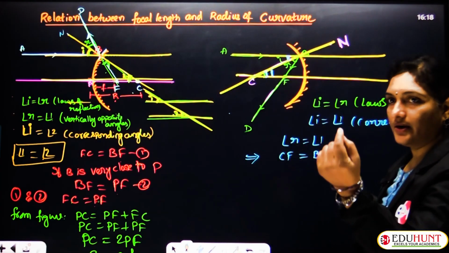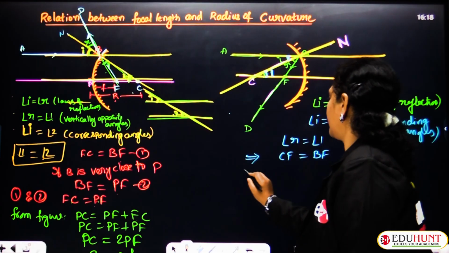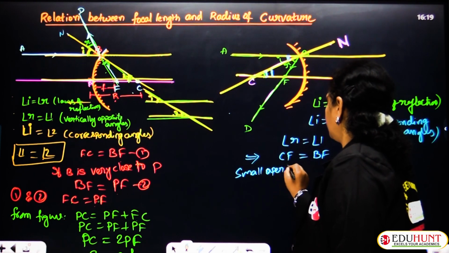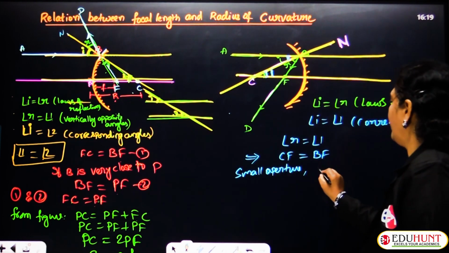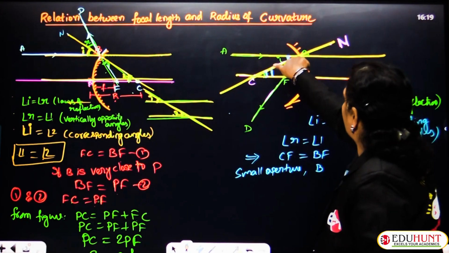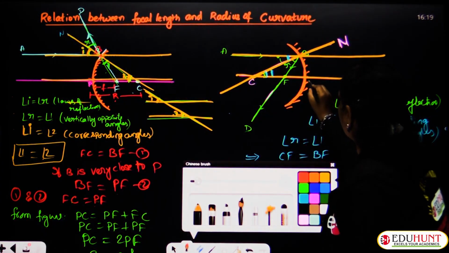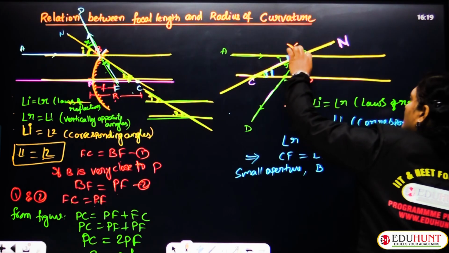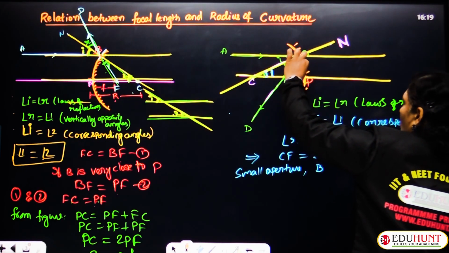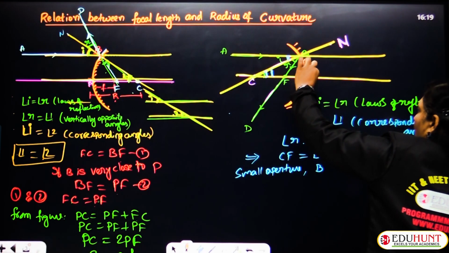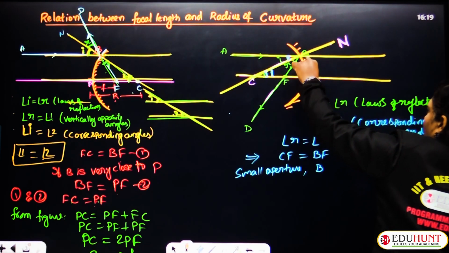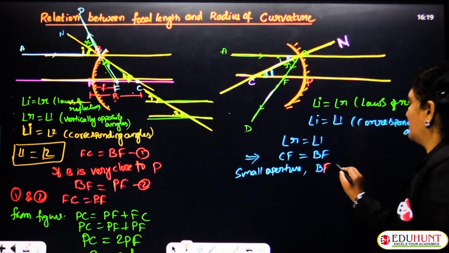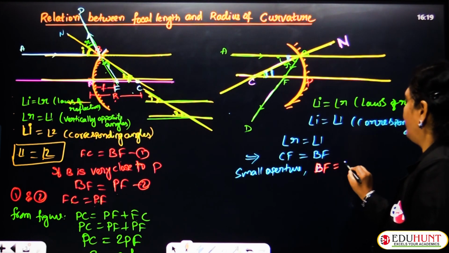But if you consider a small aperture or a small sized mirror, B will be very close to the pole P. This is your pole. Small aperture mirror means B will be coinciding with P. So instead of BF, as B is coinciding with P, BF can be written as PF.